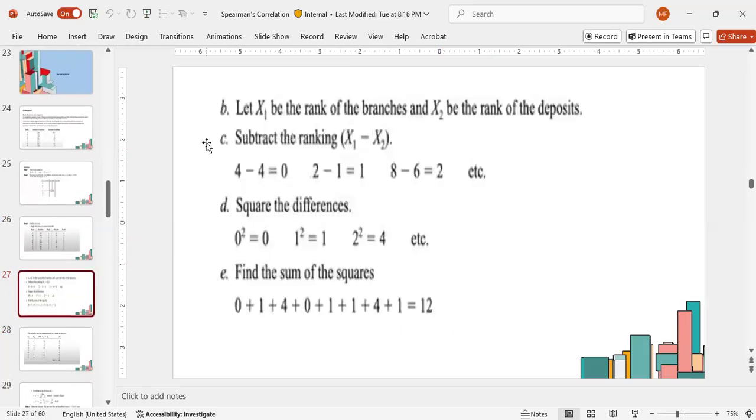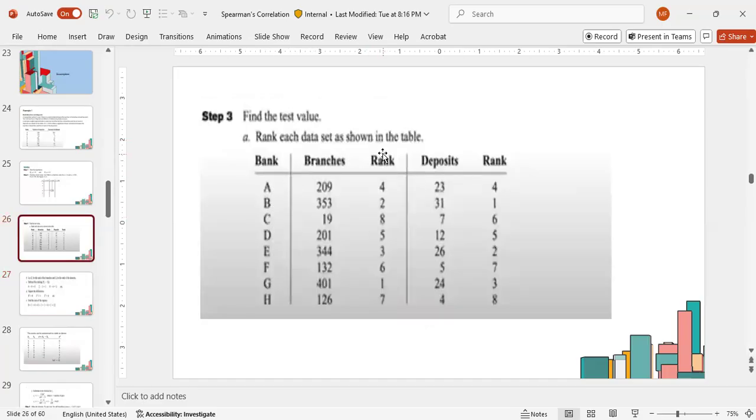Moving forward to the next step, what do we do? We find x1 as the rank of the branches and x2 as the rank of the deposits. We find the difference by subtracting the ranking x1 minus x2. Here, all of these are x1 and these are x2. We find the difference between these two ranks by subtracting this value from this.